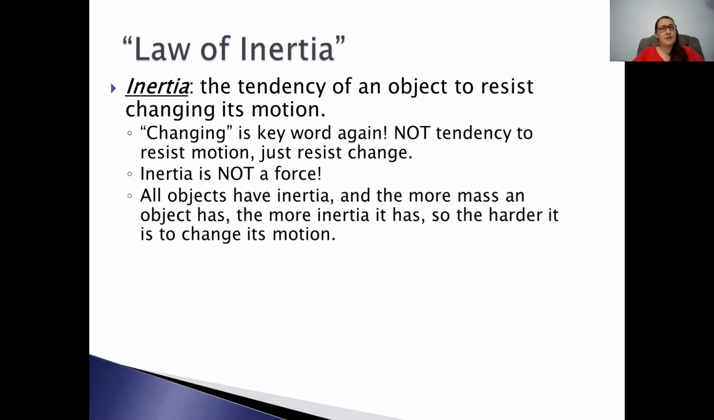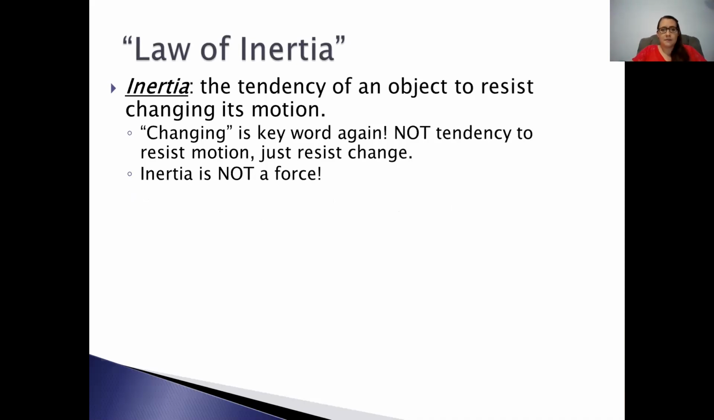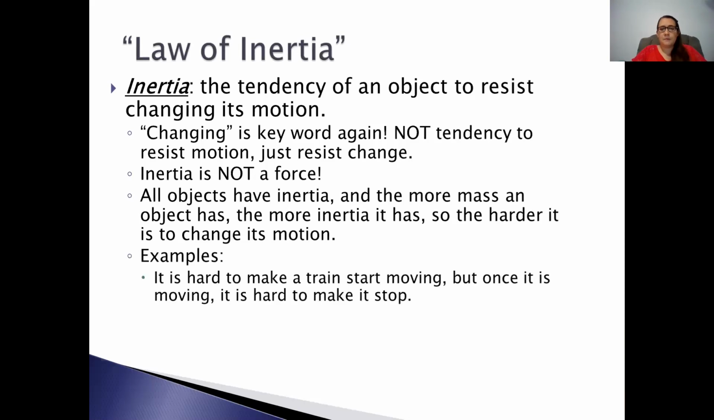And all objects have inertia. The more mass they have, the more inertia they have. So it's harder to change the motion of an object that has more mass. Right? So for example, let's say there's a train just like sitting on the tracks and you're going to try to push it and make it start moving. Good luck to you. It's really hard to make a train start moving. But once it is moving, it's hard to make it stop moving. Right? It's tough.